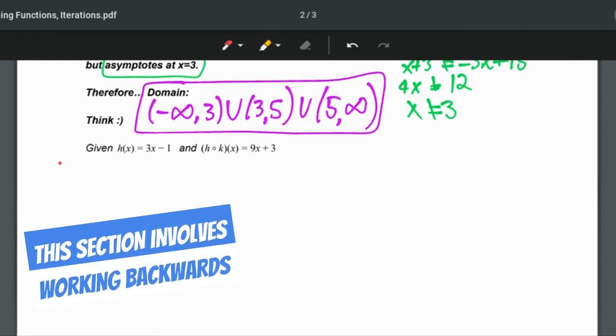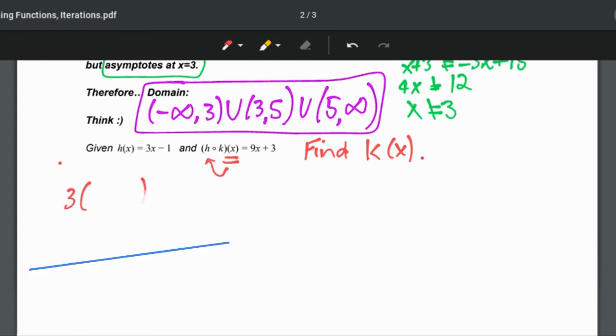So we're given h of x is equal to 3x minus 1. And we're also given h of k of x is equal to 9x plus 3. So now we have to find what is k of x. If we did h of k of x, we would need to substitute whatever k of x is into h. So we'd have to do 3 times something minus 1, because we're going to take whatever k of x is, put it into x, and that result needs to equal 9x plus 3.